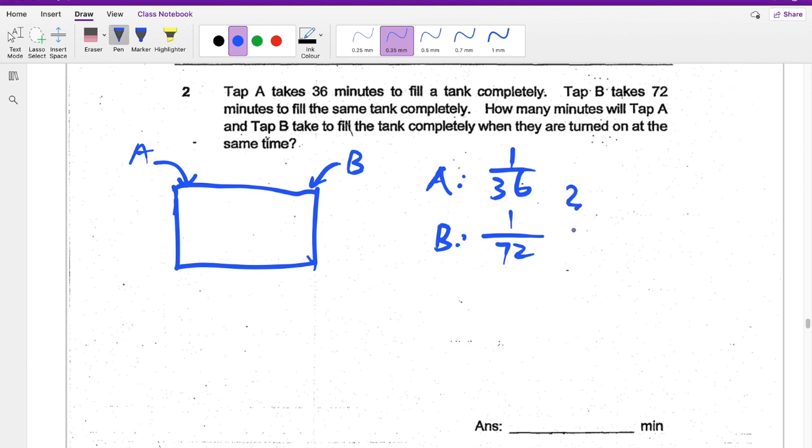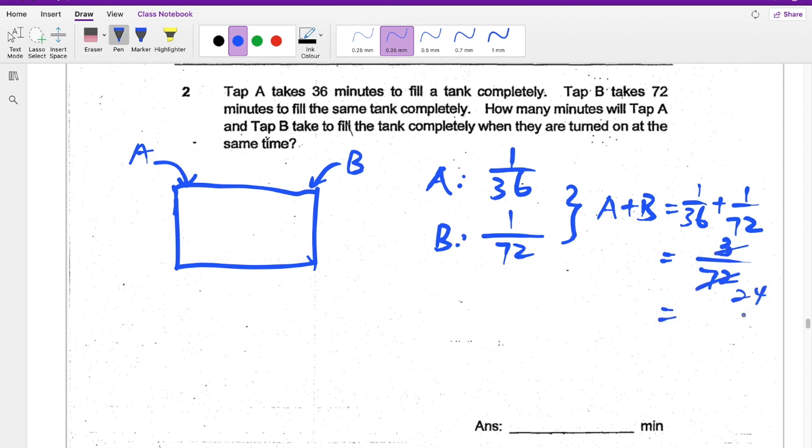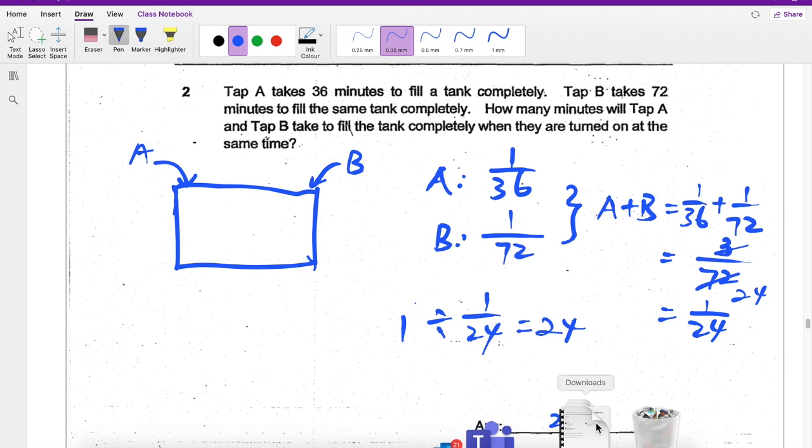So with this, in 1 minute they can fill 1/36 plus 1/72, which gives 3 over 72. Divide by 3, that is 1/24. It means that if we turn on tap A and B together, for 1 minute, it can fill 1/24. Then how many minutes? Well, we use 1 divided by 1/24, which is 24 minutes.